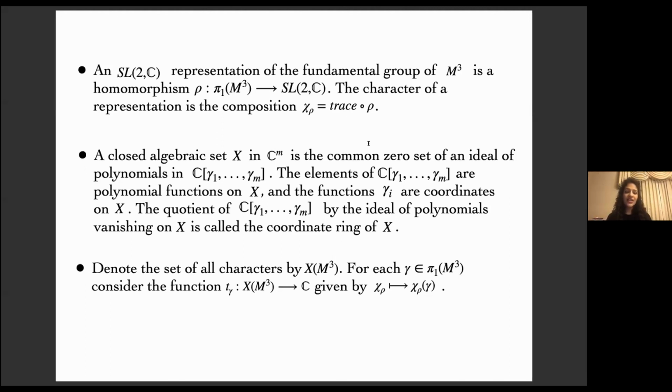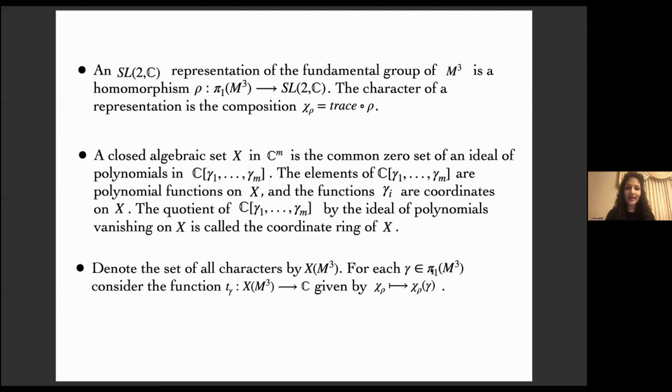A closed algebraic set X in C^m is the common zero set of an ideal of polynomials in this polynomial ring. And if you quotient this polynomial ring by the polynomials that vanish on this X, then what you get is the coordinate ring of X. So we will denote the set of all characters by X of M3.